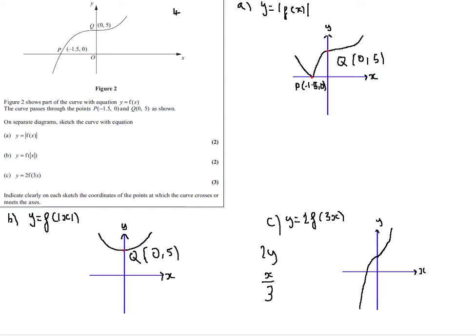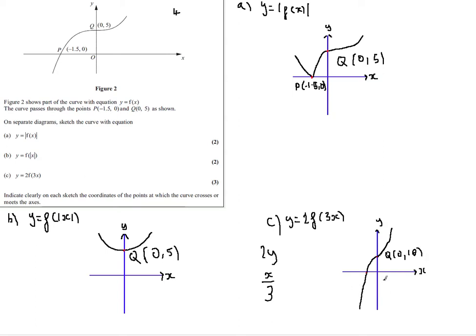But we need to indicate what the new coordinates of P and Q will be. And that's quite simple, really, isn't it? Because for Q, we've got x equals 0 and y equals 5. Now if x equals 0, 0 divided by 3 is 0. So 0. But y, 5 times 2, is 10. So we're going to get 0, 10.